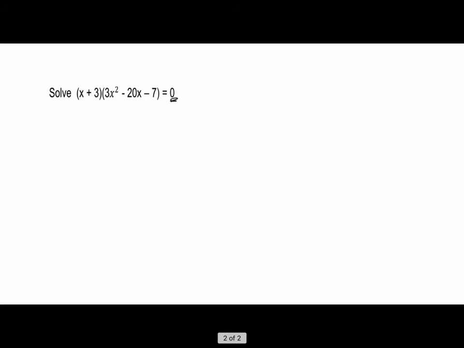And the last example here, we want 0 on one side and completely factor the other side. So it looks like this is already factored because the exponent is 1. You know you're done. But this other factor has an exponent of 2. So let's see if we can factor the trinomial here. So factors of the first and last term that add up to the middle term there.